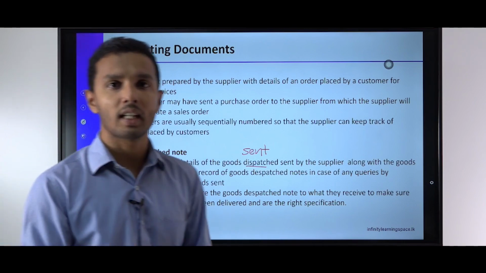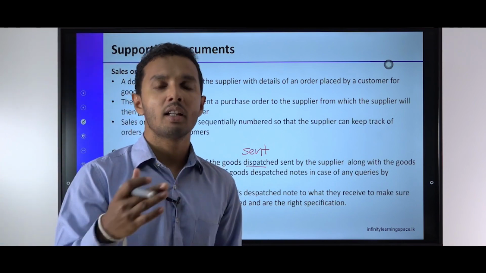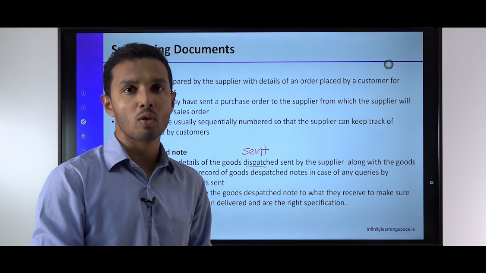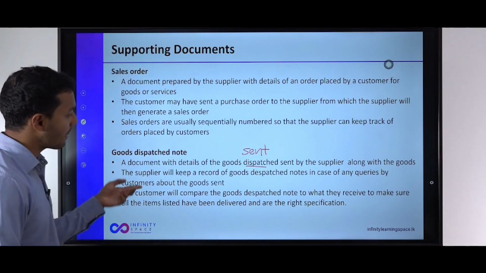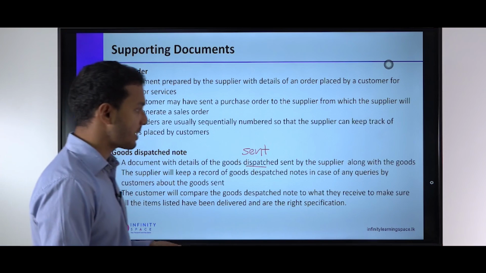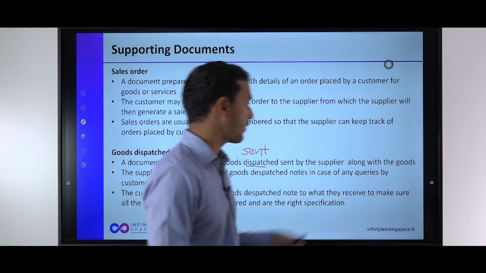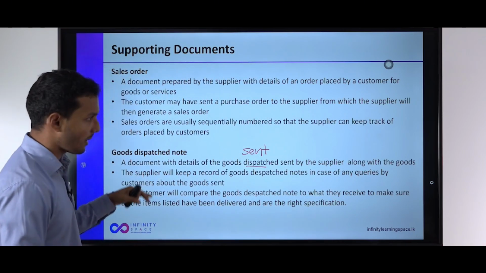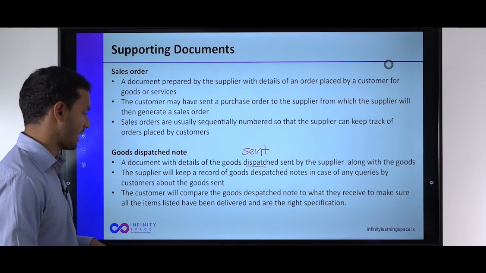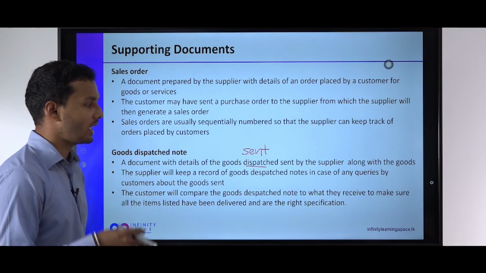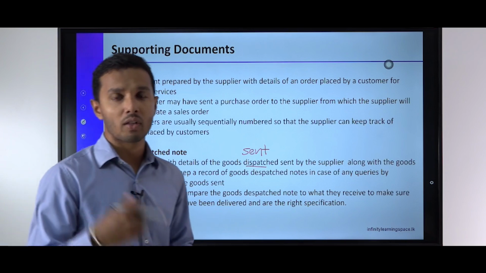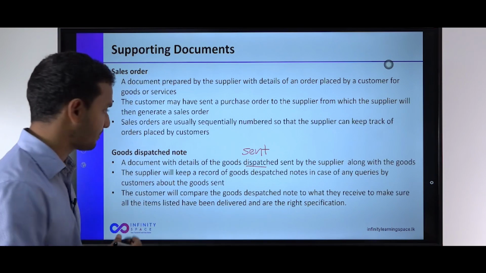If not, he can contact the supplier and say there is a difference between your goods dispatch note and what is actually delivered. The supplier will keep a record of the goods dispatch note in case of any queries by the customer about the goods sent. So the supplier will also keep a record of the goods dispatch note so that he is also aware about what was delivered to the customer.